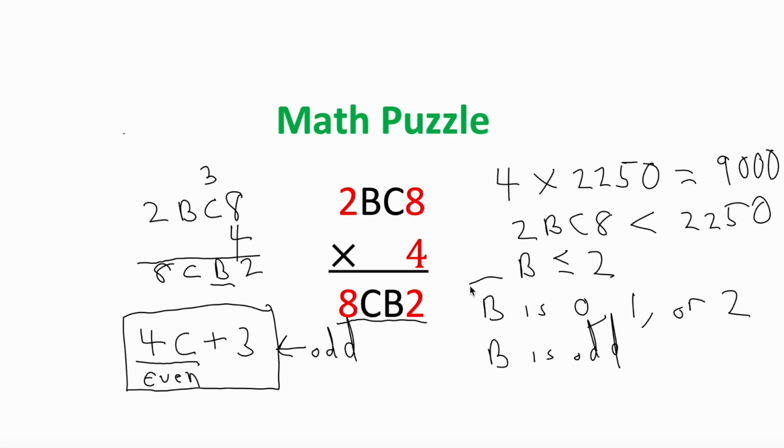So if we put these two facts together, B is 0, 1, or 2, and B is odd, the only thing that remains is B has to be equal to 1. So we worked out another digit. So the second digit must be 1.